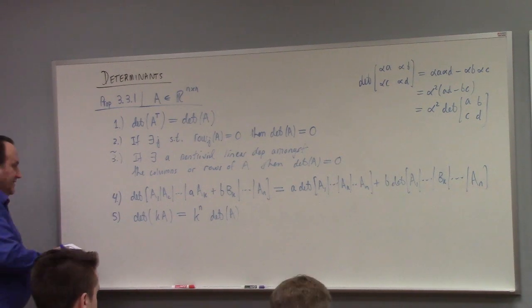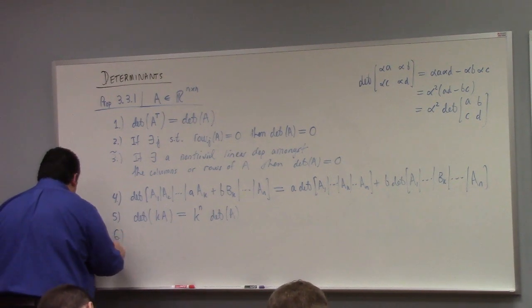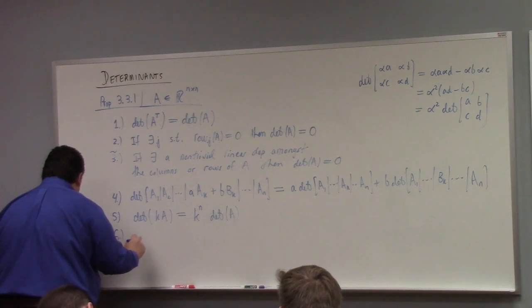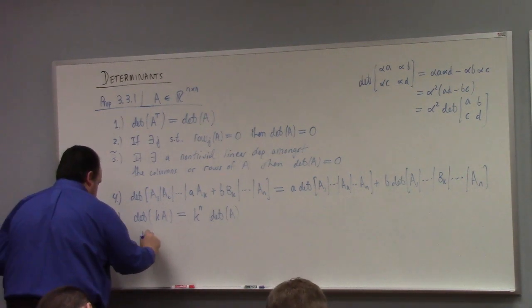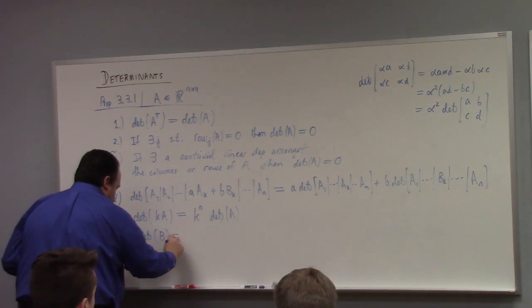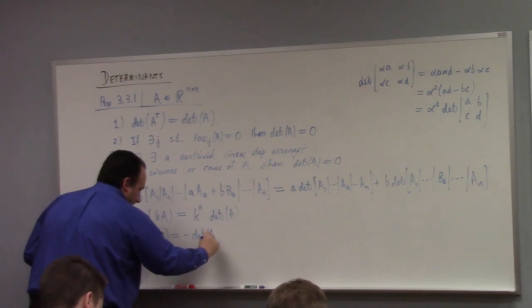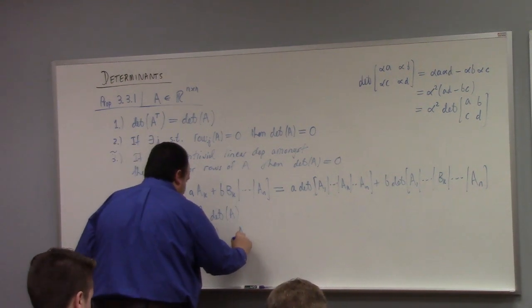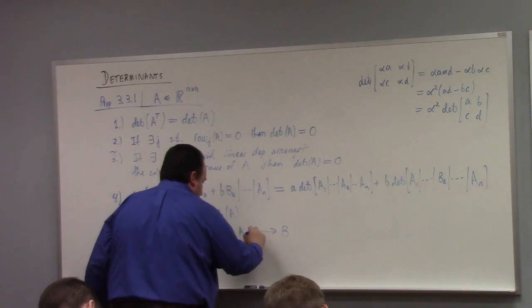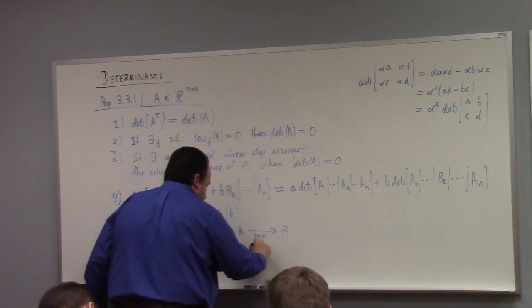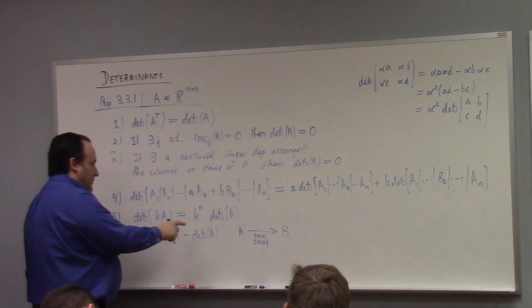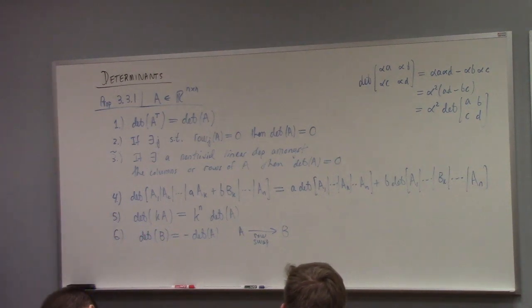The antisymmetry of the determinant means that the determinant of B is equal to minus the determinant of A if A goes to B by a row swap. If we row swap the matrix, it just changes the determinant by a factor of -1. All right.